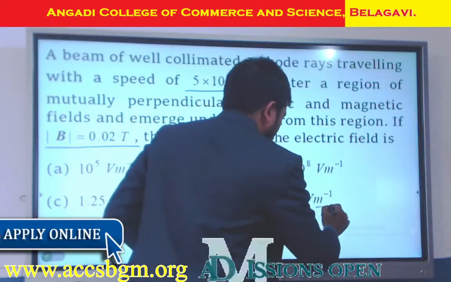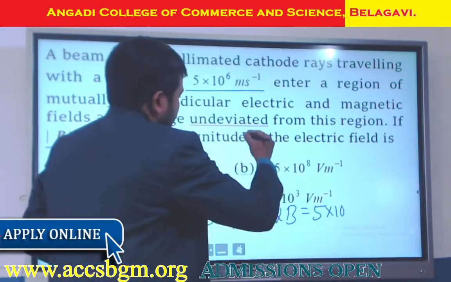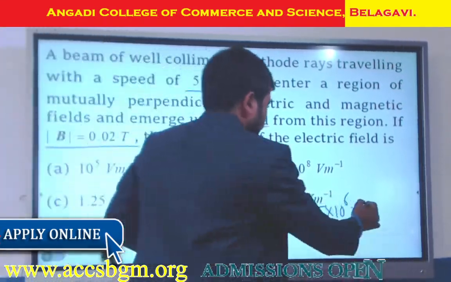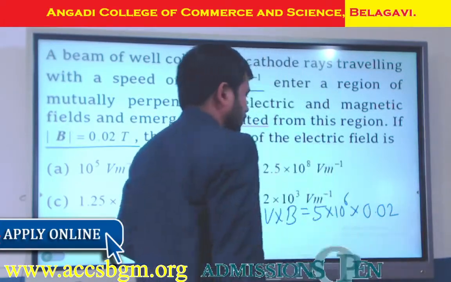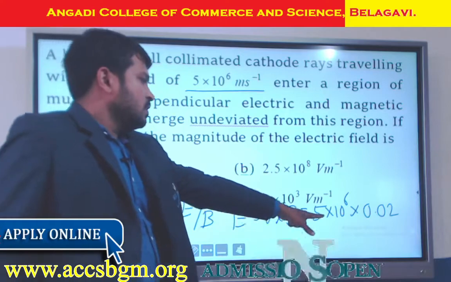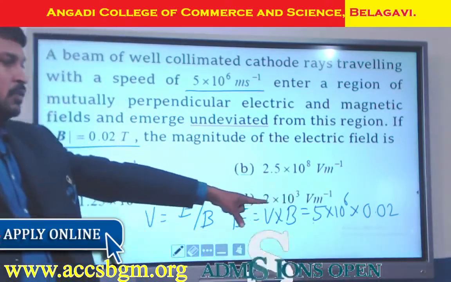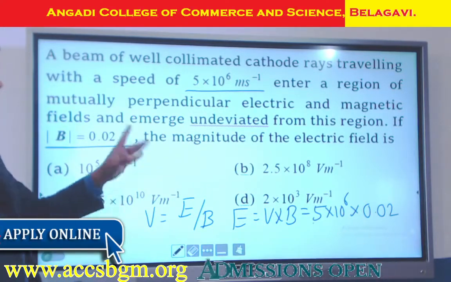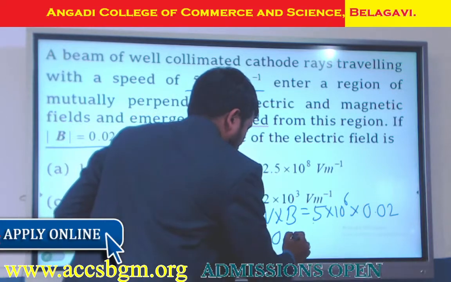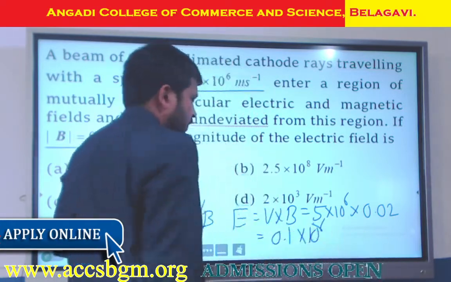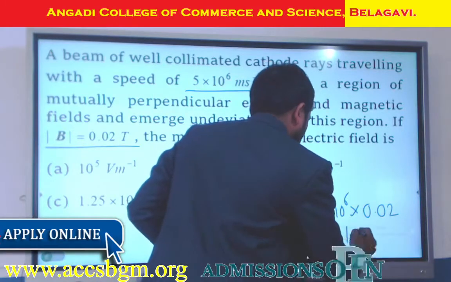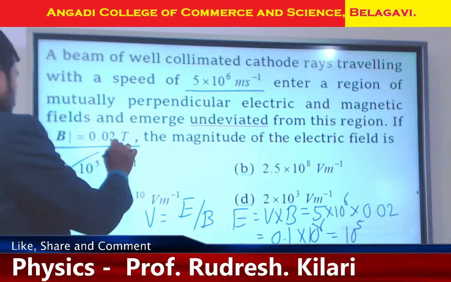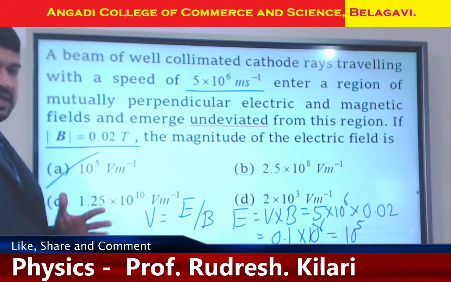Okay, now what is the value of V? 5 into 10 to the power of 6. Then what is the value of B? That is 0.02. Right? Okay, now simplify. This is 5 into 0.02, which is nothing but 0.1. So 0.1 into 10 to the power of 6. Okay, this one I will convert. That is 1 into 10 to the power of 5 volt per meter. Okay, what is the answer? 10 raised to 5 volt per meter is the answer.